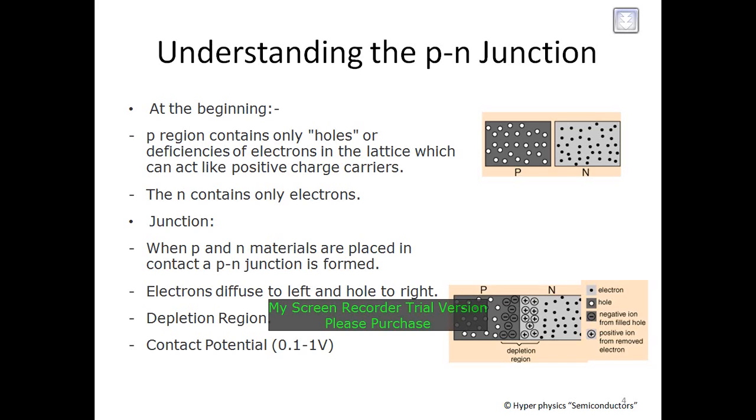Now that we have the P and N materials, we make a junction. That means we bring both of them into contact. When we form this contact, electrons will diffuse to the left and holes will diffuse to the right and make a depletion region. This depletion region has a contact potential which varies from 0.1 to 1 volt.